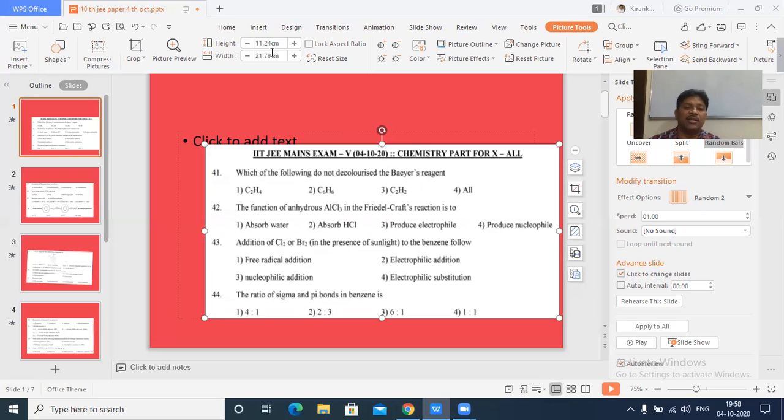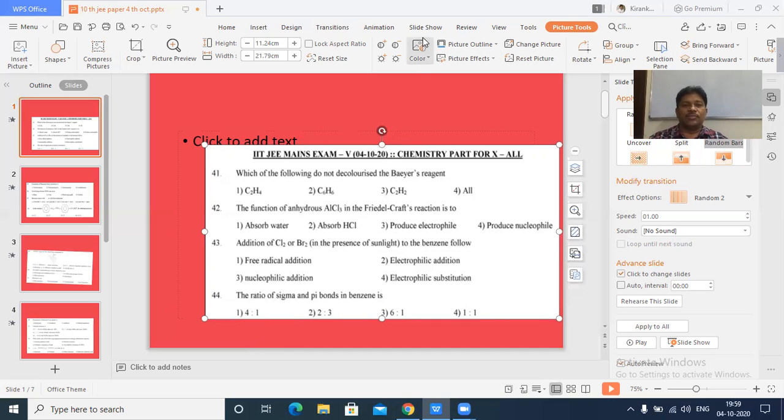Which ratio did they ask here? Sigma bonds to pi bonds. So sigma bonds, how many? 12, divided by the pi bonds, 3. 12 by 3 is 4:1. So 4:1 is the ratio of the sigma bonds to pi bonds in the benzene molecule. Is that clear?